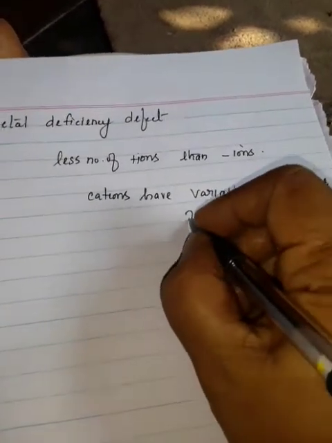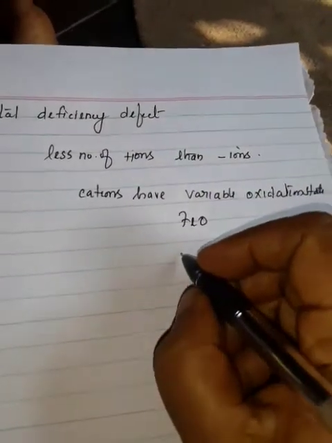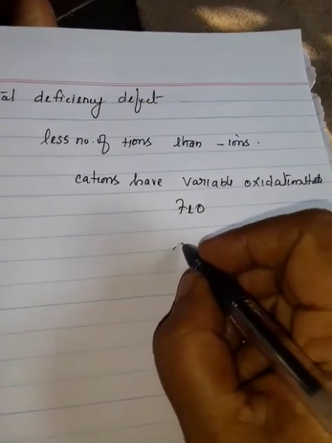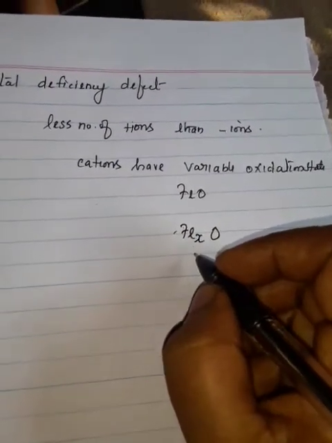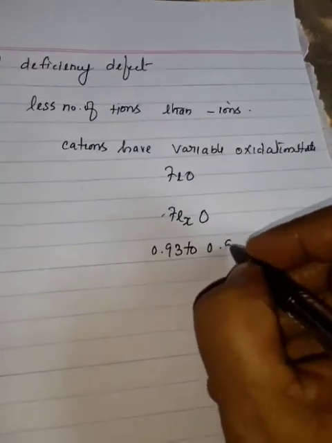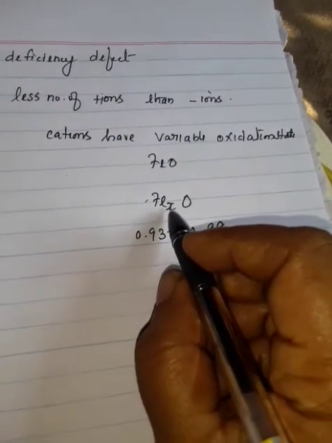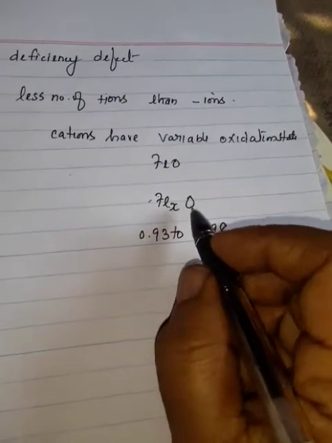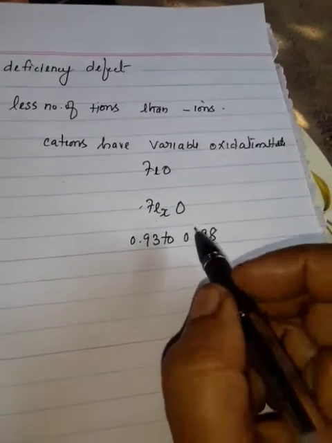Best example, FeO. Before the defect, the formula is FeO. After the defect, the experimentally determined formula becomes Fe(x)O, where x ranges from 0.93 to 0.98. That is, less number of cations when compared to anions. This only we are going to see in the video.